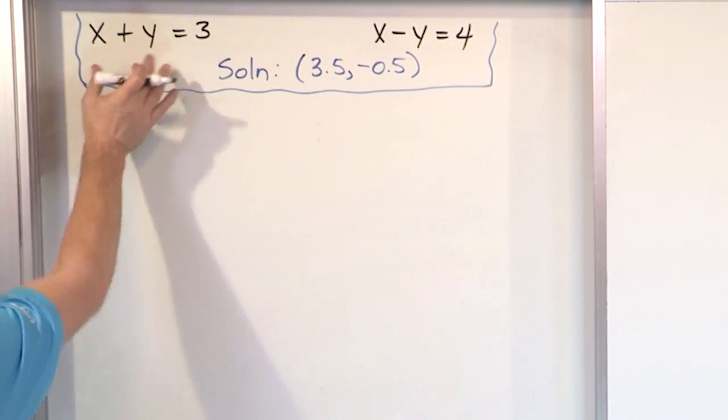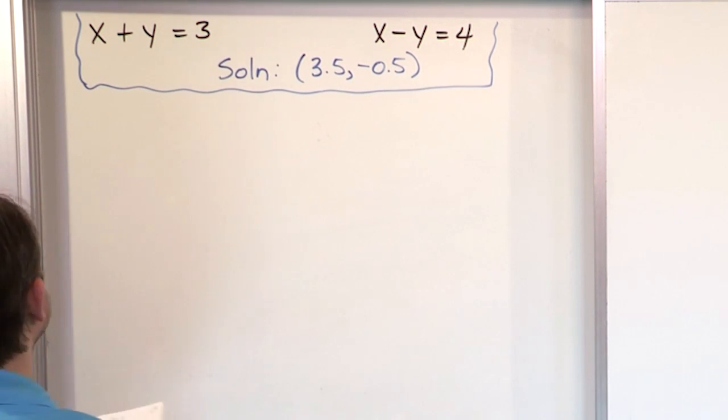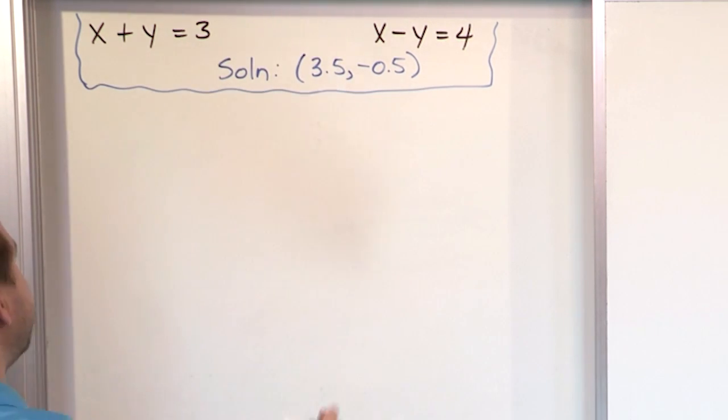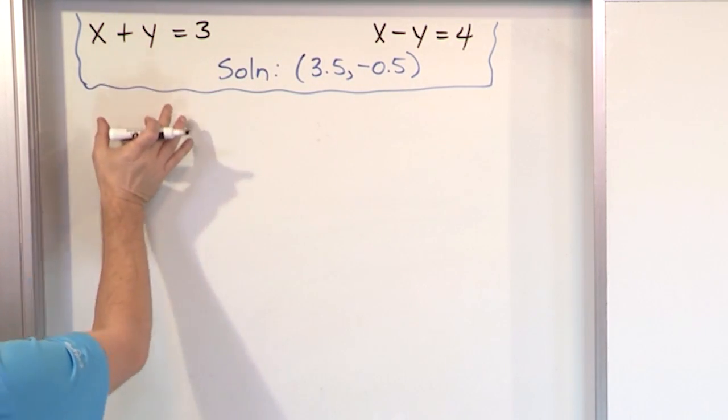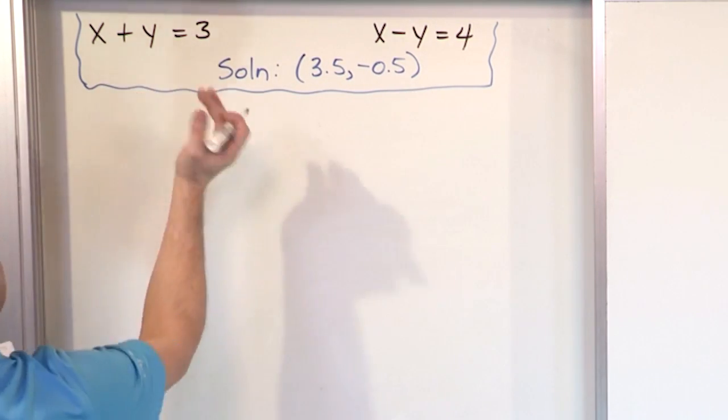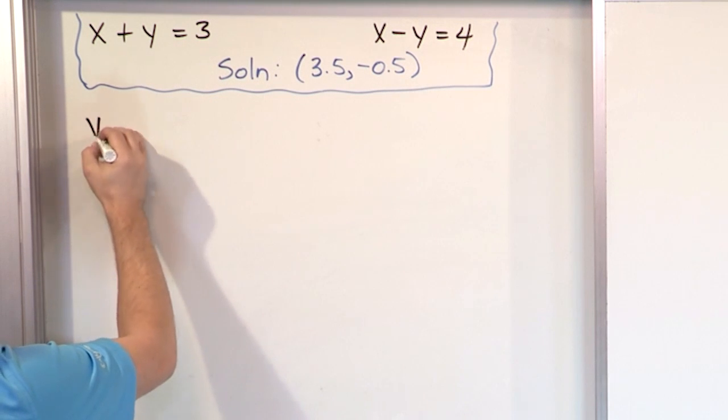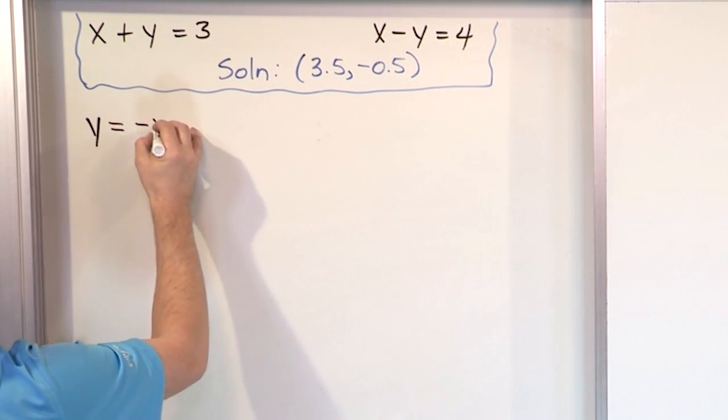Let's take the first equation. I need to get through a couple of problems for you to get the hang of it. So for now, just kind of go with me. Let me take the first equation and let me solve for y, just like we've done many times before. I'll say that y is equal to negative x plus 3.